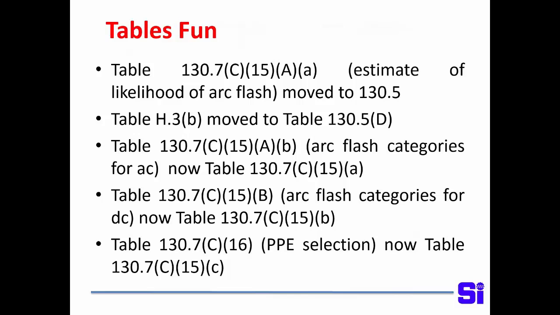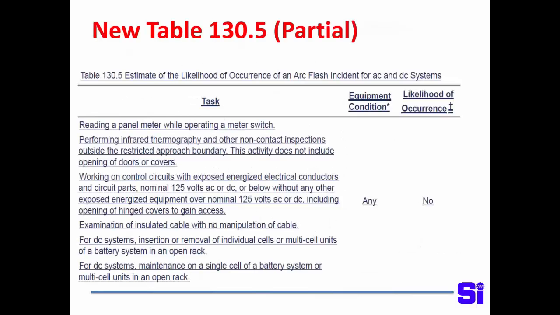Table 130.7(C)(15)(a)(b), arc flash categories for AC, is now Table 130.7(C)(15)(A). Table 130.7(C)(15)(b), arc flash categories for DC, is 130.7(C)(15)(B). And 130.7(C)(16) for PPE selection is now numbered 130.7(C)(15)(C). So now what you have in the table method is A, B, and C. Much more clear as to the numbering. The other numbering kind of drove me crazy. It just didn't seem to make any sense.